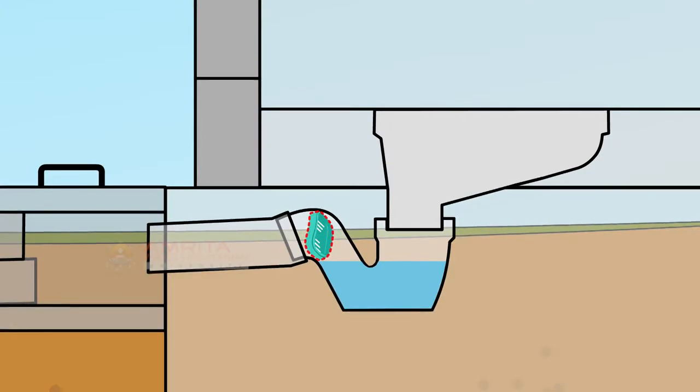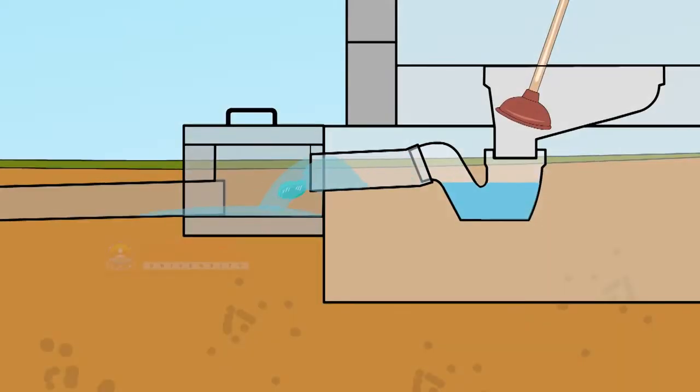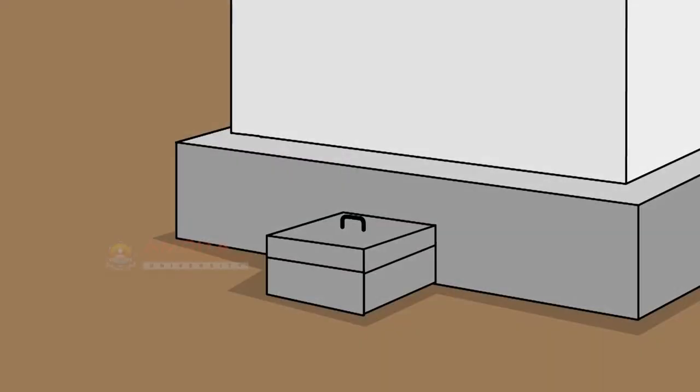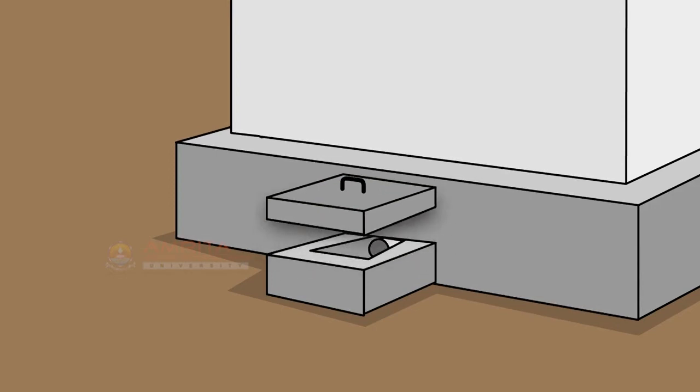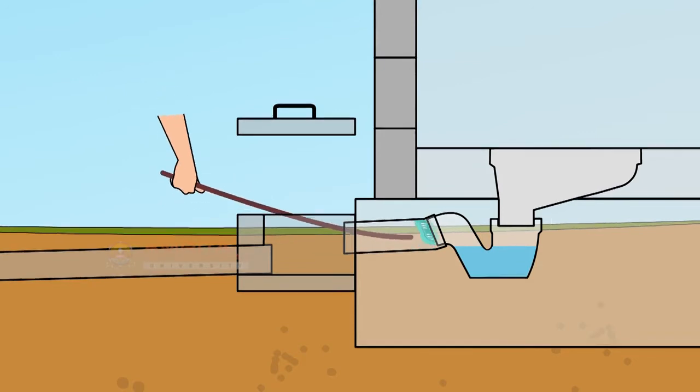If the block gets to the P-trap bend, we would need to use a clog remover to disperse the clog to the Y chamber. If the clog does not get removed by using a clog remover, we need to pull it out through the Y chamber. For this, we first need to remove the lid of the Y chamber. Now, use a flexible stick to remove the clog.